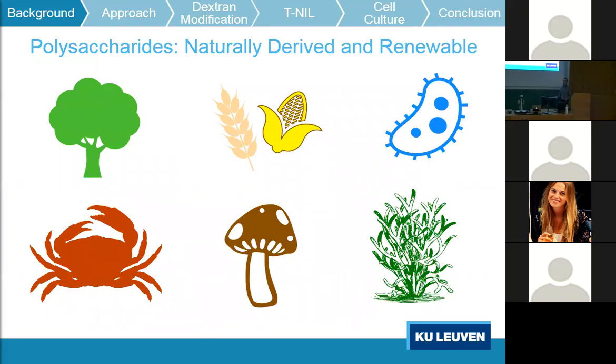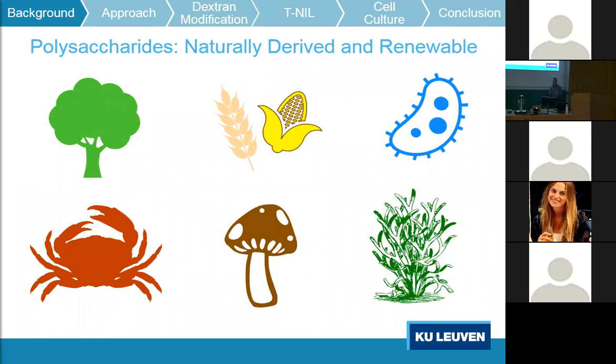Polysaccharides are naturally derived, abundant, and renewable materials, which is one benefit. And you can find them in many areas in nature. For example, in different plant matter, you can find polysaccharides like cellulose. In different crops, you can find starches. You even have microbially produced polysaccharides such as dextran and pullulan. In the exoskeleton of crabs and different crustaceans, and even in some fungi, you can find polysaccharides such as chitin or chitosan. And in some aquatic plant life, such as algae, you can find polysaccharides like alginate and carrageenan.